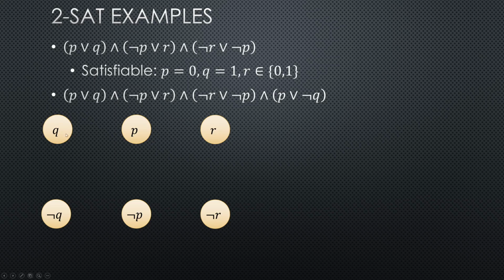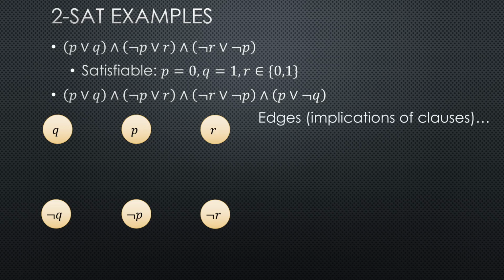Okay, so we turn all of the variables in the formula into nodes. So we have variables P, Q, R. We're going to have nodes P, Q, R, and we're also going to turn the negations of variables into nodes. So we have not P, not Q, and not R. Okay? And then you have to, of course, describe what your edges are going to be. So what are our edges?